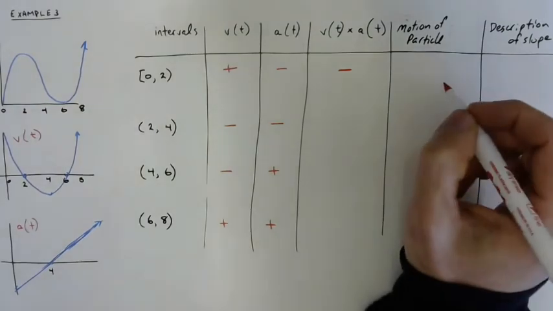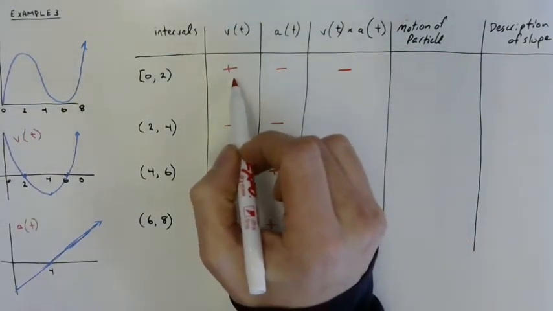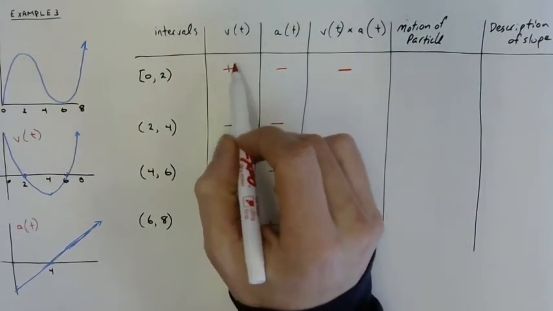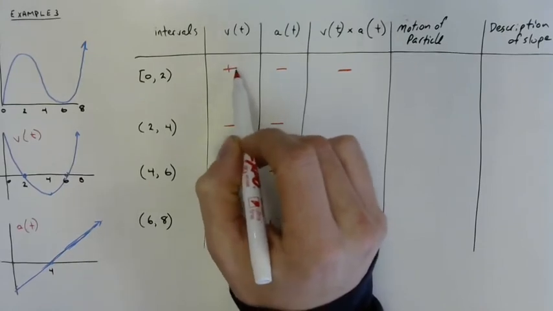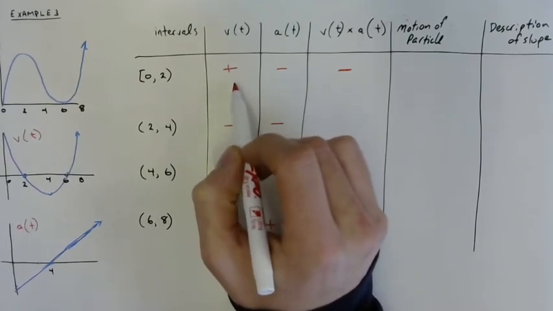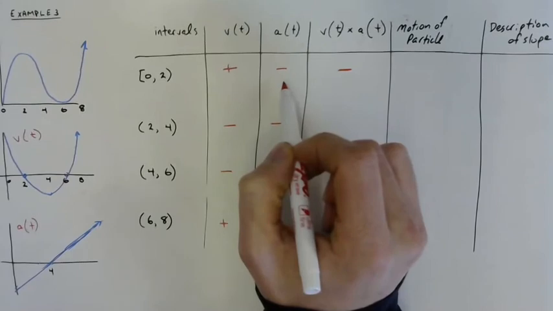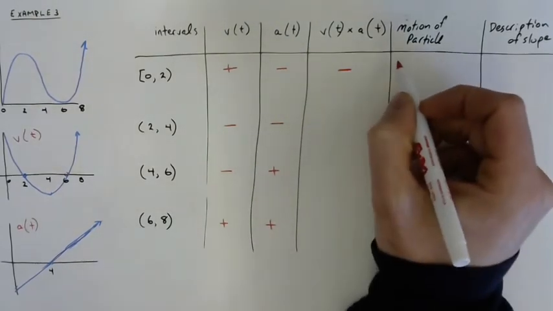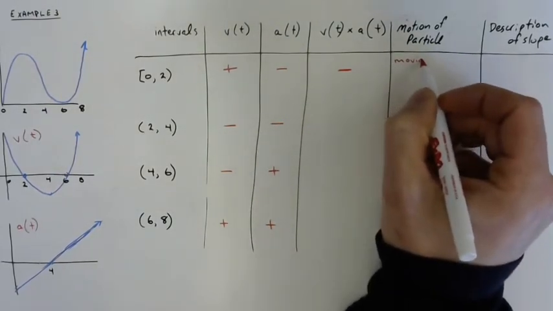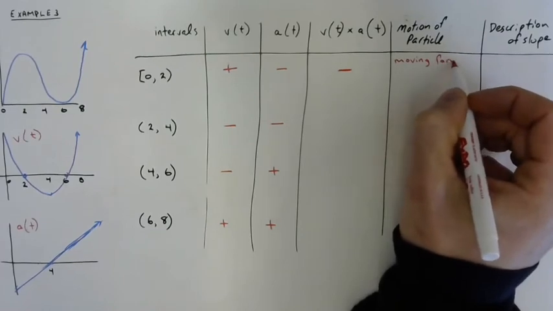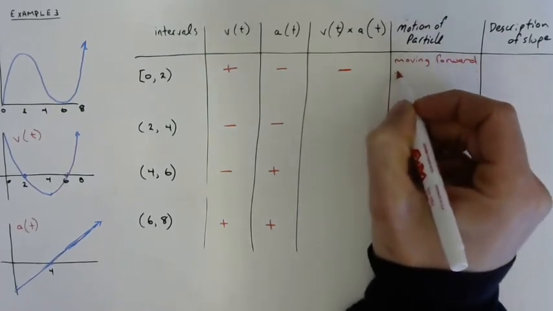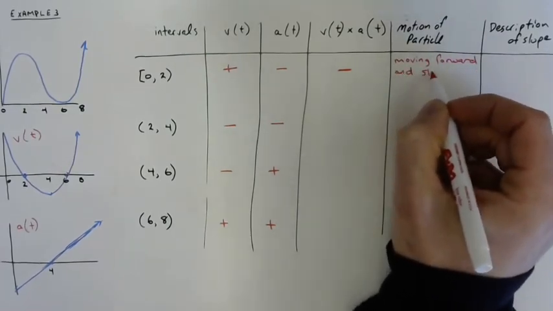What does that tell us? Well, we know that its velocity is forward. It's moving directionally forward because velocity is positive, but acceleration is negative. So this is moving forward and slowing down.